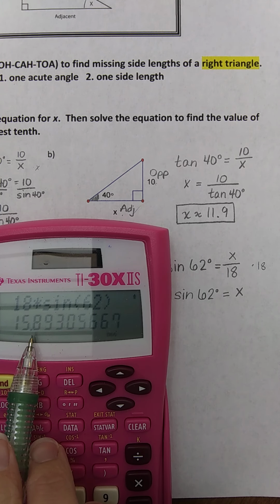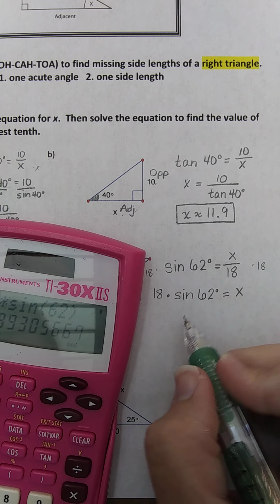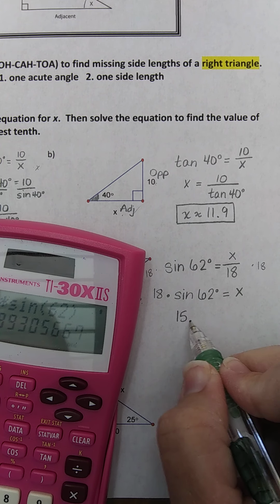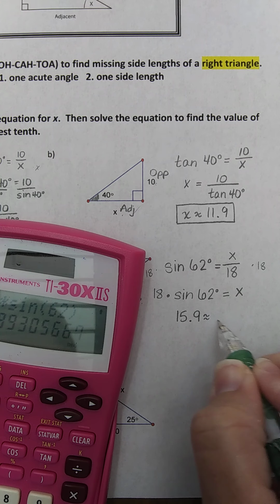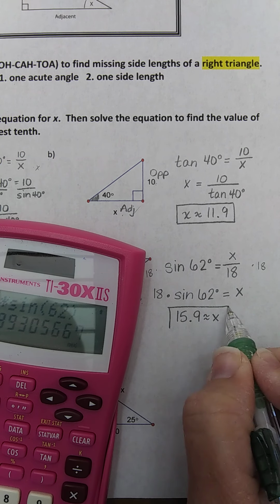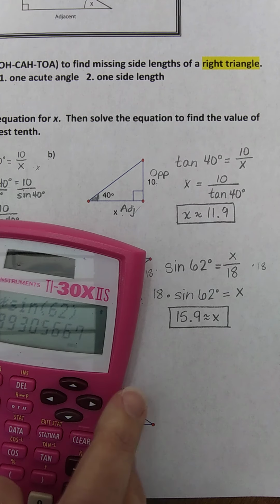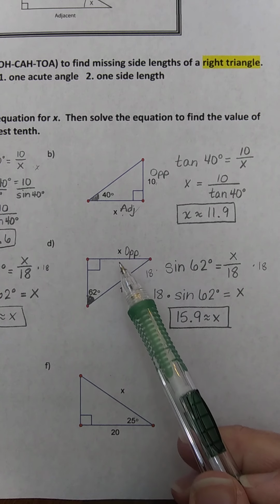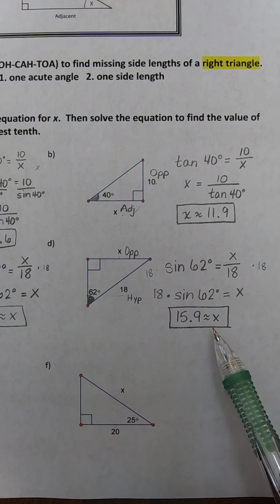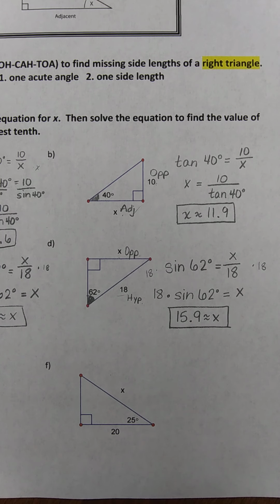15.893. So we want the 0.8, the 9 will make that go up. So 15.9 is approximately our value for x. Remember, your hypotenuse is supposed to be the longest, so we need a number that's smaller than 18, and we have one. That's just a good little check to make sure your answer even begins to make sense.